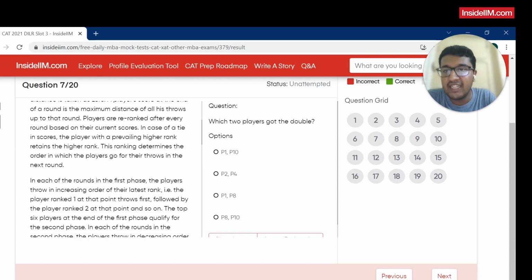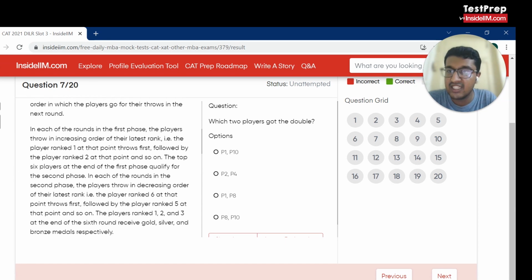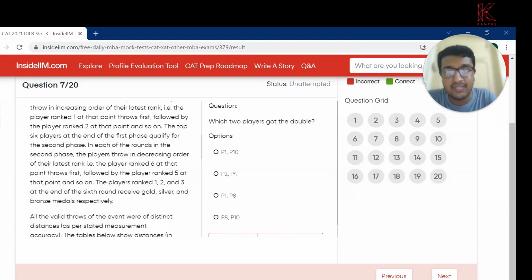Okay. A player's score at the end of a round is the maximum distance of all his throws up to that round. Players are re-ranked after every round based on their current scores. In case of a tie in scores, the player with the prevailing higher rank retains the higher rank. This ranking determines the order in which the players go for their throws in the next round. In each of the rounds in the first phase, the player throws in increasing order of their latest rank. That is, the player ranked 1 at that point throws first, followed by the player ranked 2, and so on. The top 6 players at the end of the first phase qualify for the second phase.